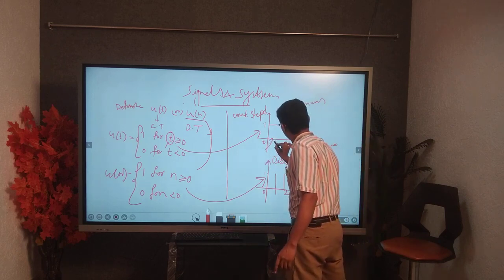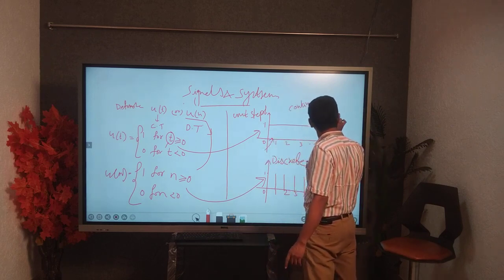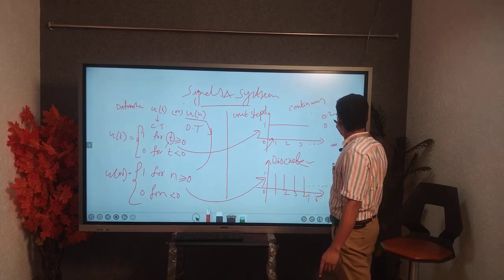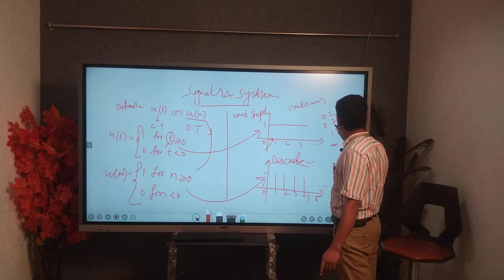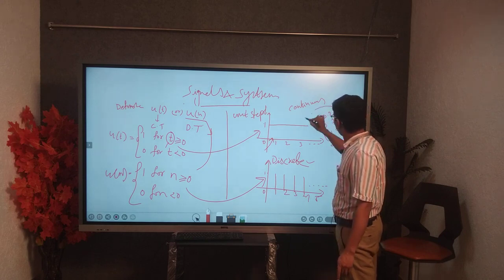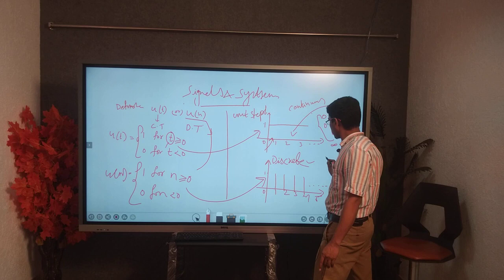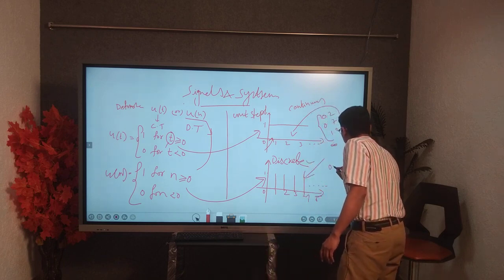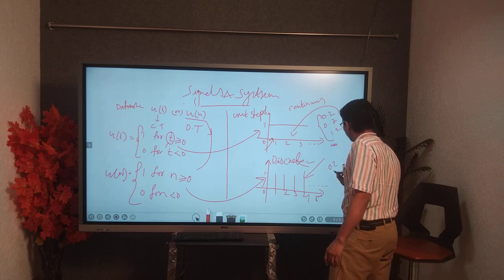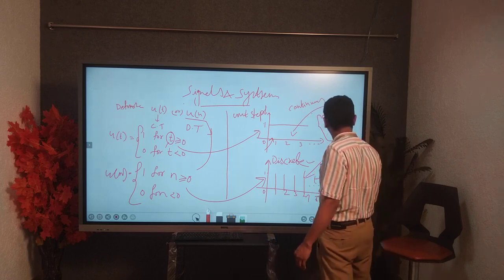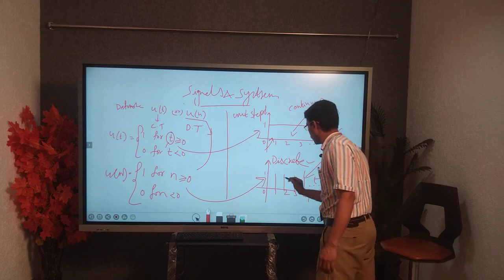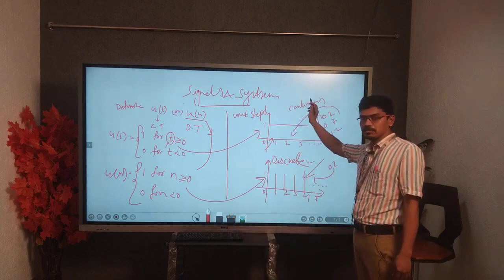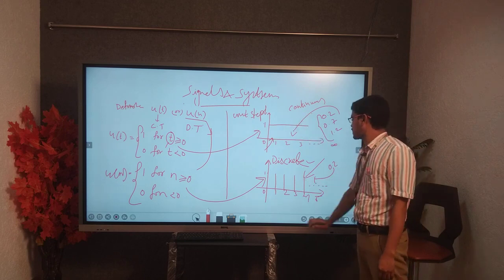The main difference between continuous and discrete is that in continuous time the value can be determined for decimal values, that is 0.2, 0.7, 1.2 and so on. In discrete time we cannot define decimal values like 0.2; we define only discrete instants of time. That is the difference between continuous and discrete.